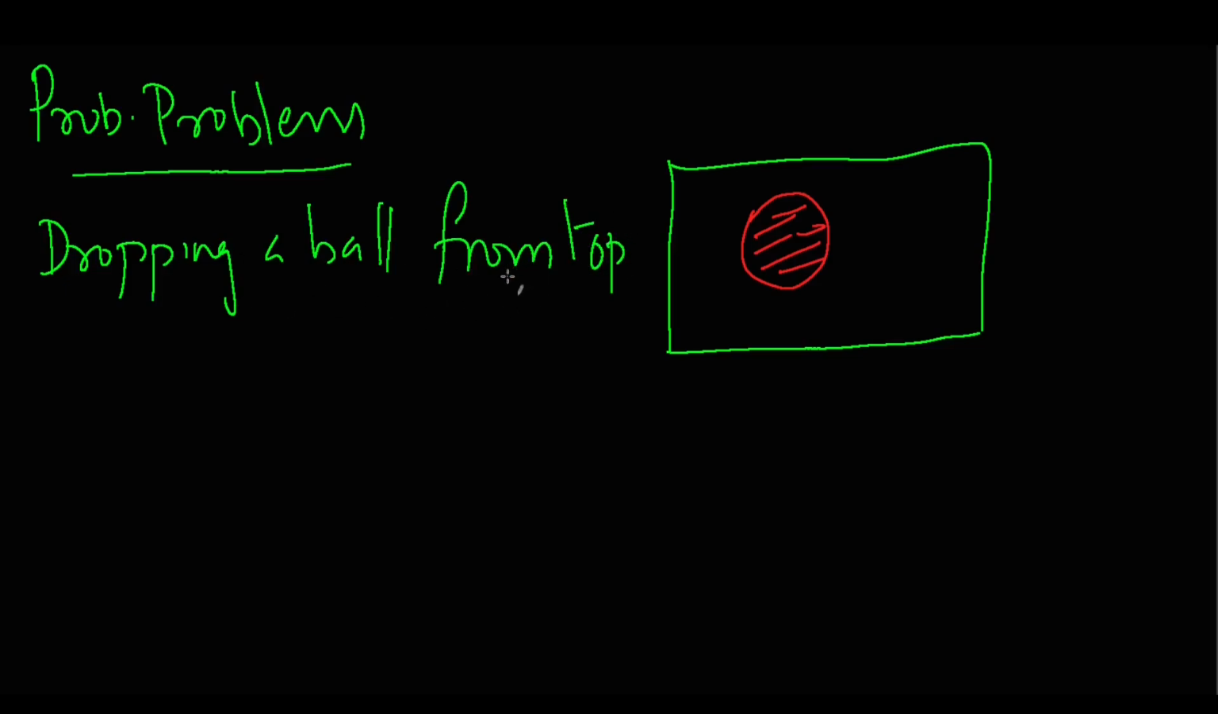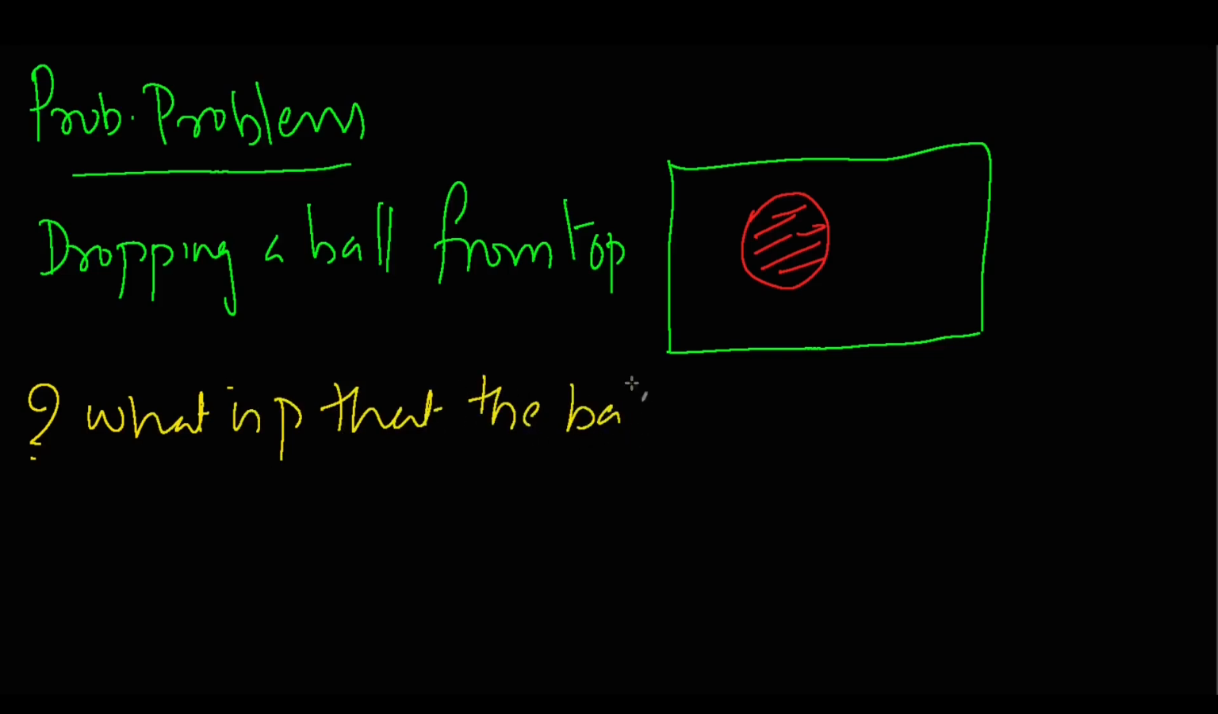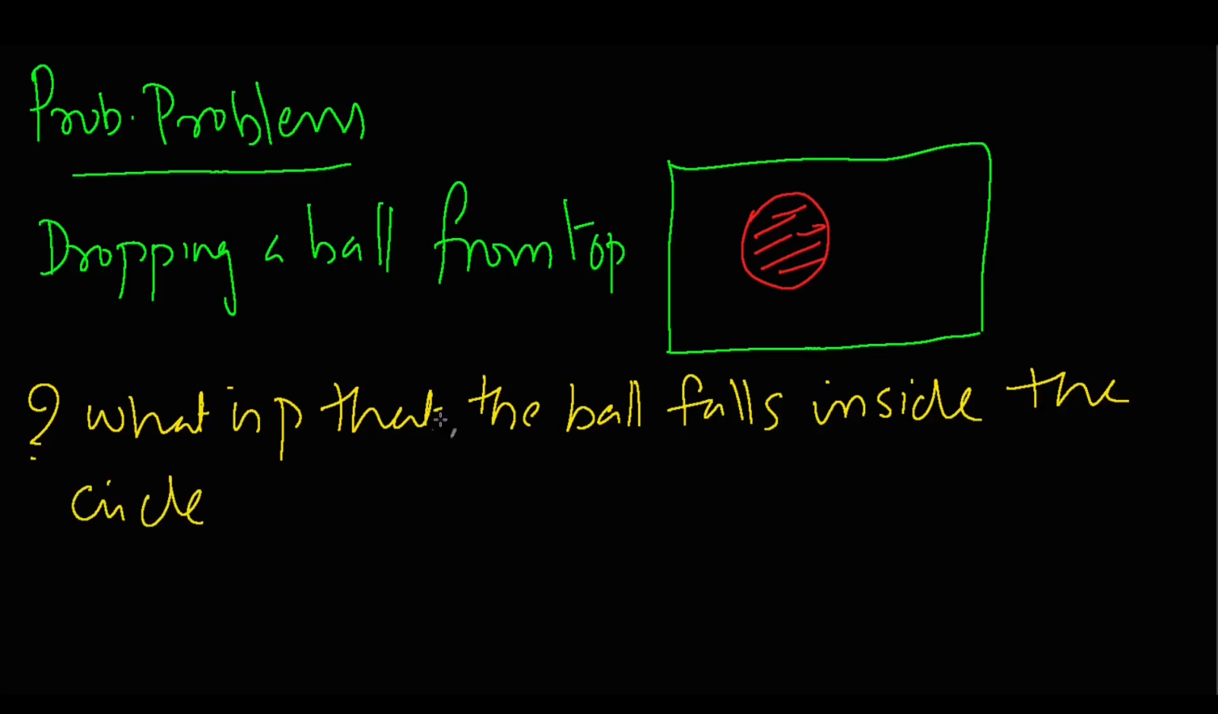I should have used a different color, right? Okay, let's use red or yellow. Then we would like to know what is the probability. What is P that the ball falls inside the circle? So what is the probability that the ball hits the circle?